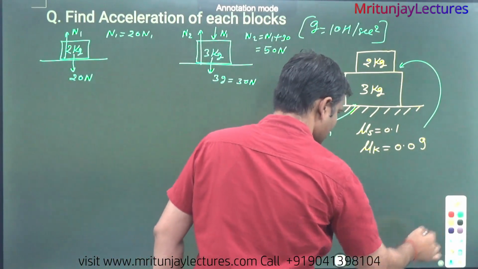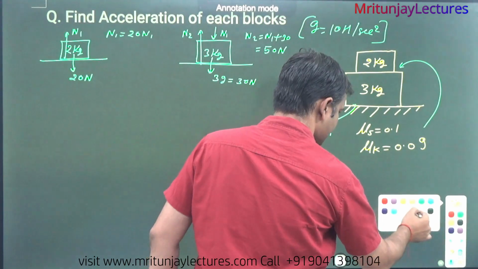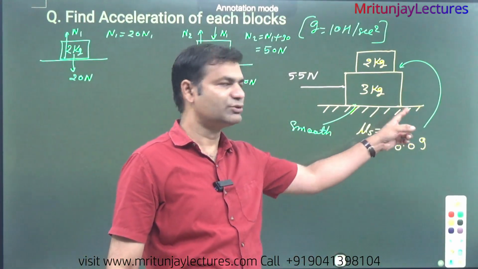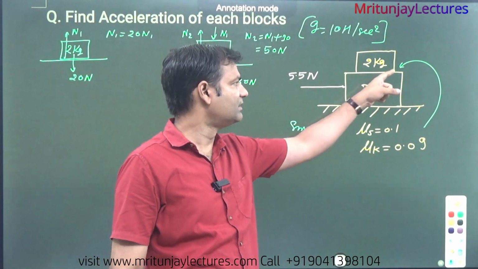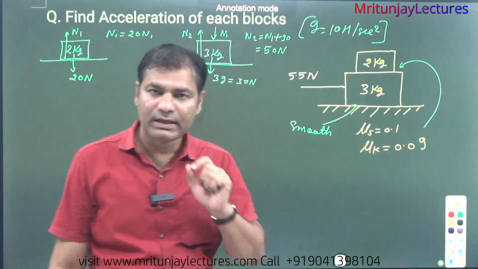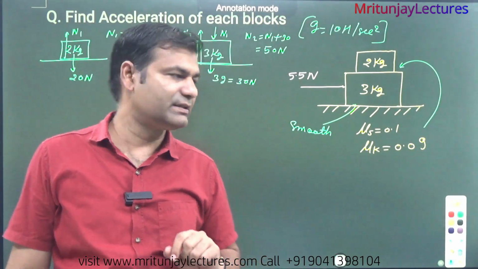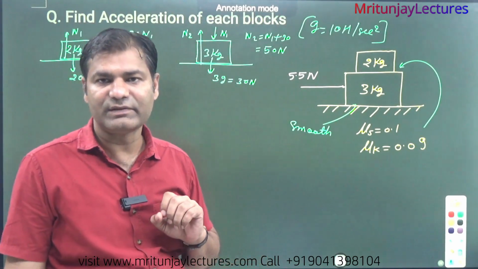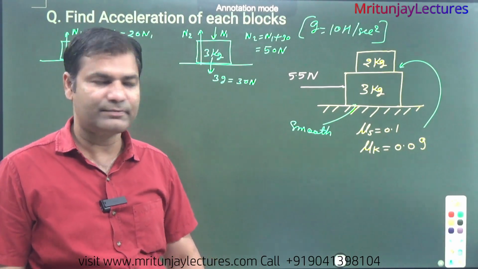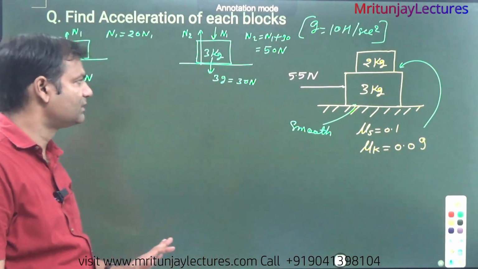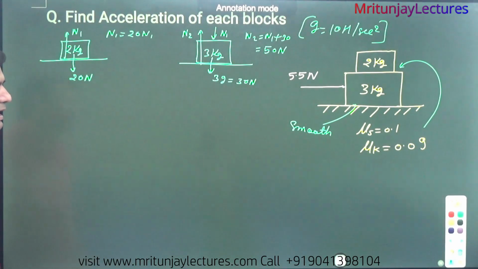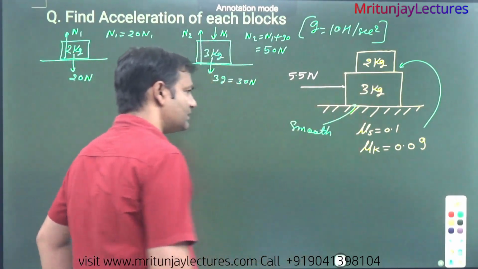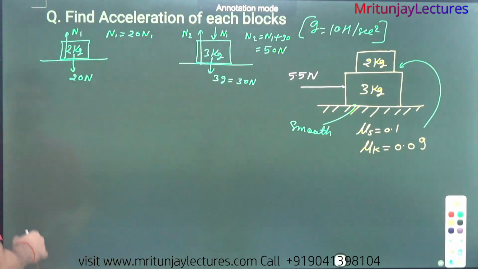Now, look here. This one is a smooth surface and this one is a rough surface. The static friction coefficient is given as 0.1 and the dynamic friction coefficient is given as 0.09. Clear? So how can we do it? Clear or not? After that, now look, let us consider if both blocks are moving together.